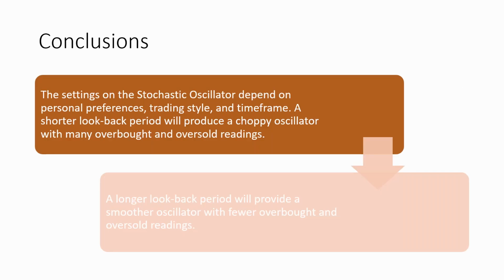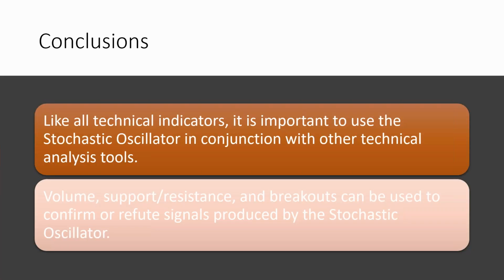The settings for stochastics depend on personal preference, trading style, and time frame. But remember, the 14-3-3 is what it was developed as, and that's the true value. You can modify it as we showed you in the presentation, but a shorter look back period will produce a choppier oscillator with many more overbought and oversold readings. A longer look back period will provide a smoother oscillator with fewer overbought and oversold readings.